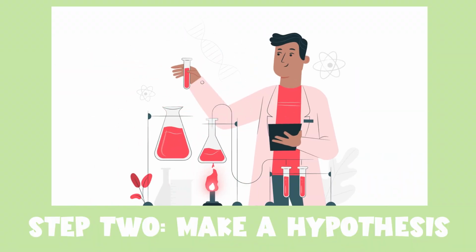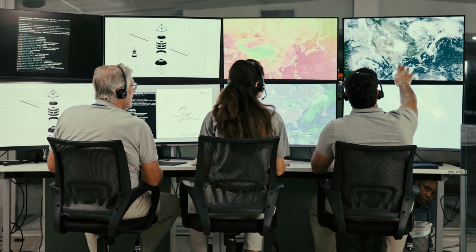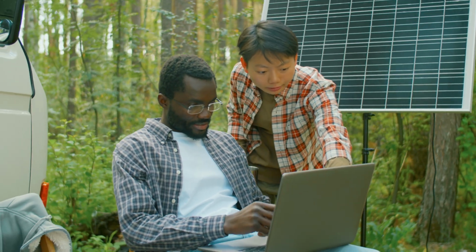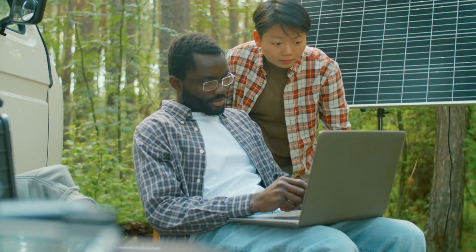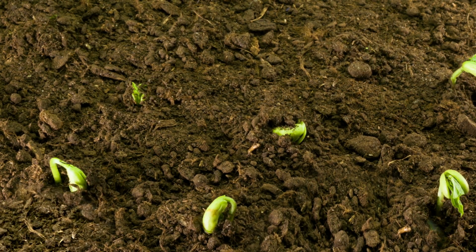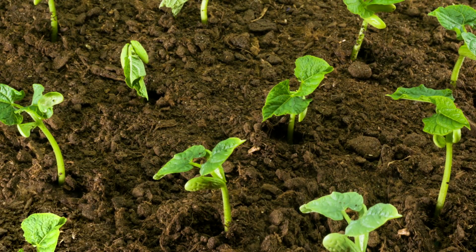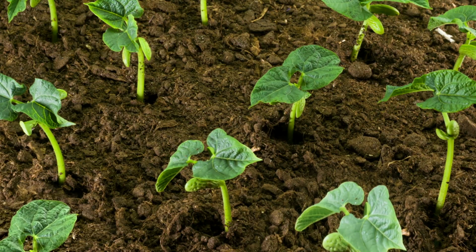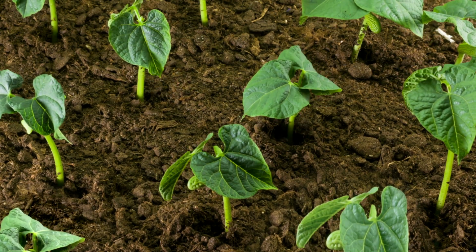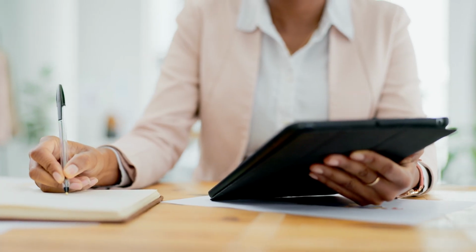Step 2. Make a hypothesis. Once the question is set, the next step is to make a hypothesis. A hypothesis is an educated guess about what the answer might be. It is based on knowledge the scientist already has and the research they have done. For example, if the question is, which soil type helps beans grow tallest, the hypothesis might be, beans will grow tallest in soil that drains well and is rich in nutrients. The hypothesis should be written so that it can be tested. It is not a wild guess. It is a reasoned prediction.